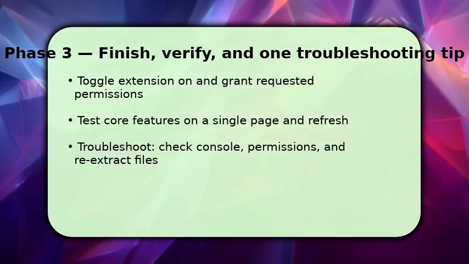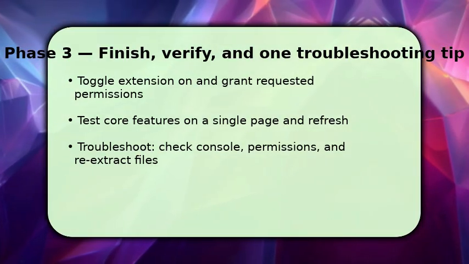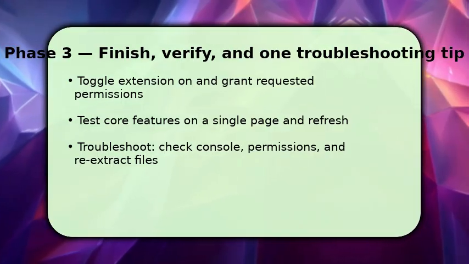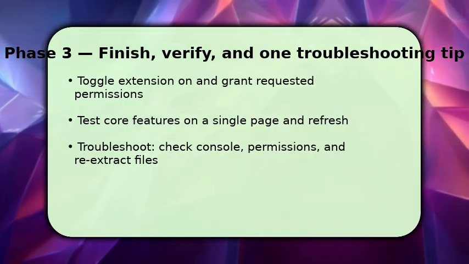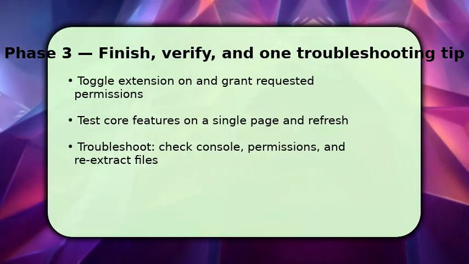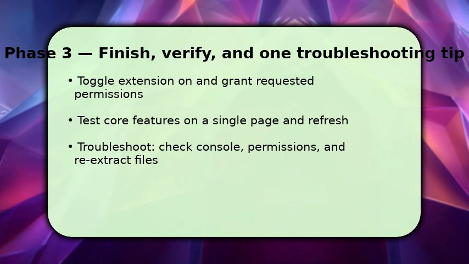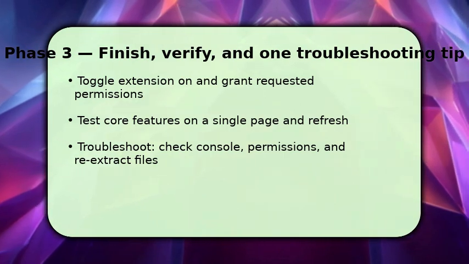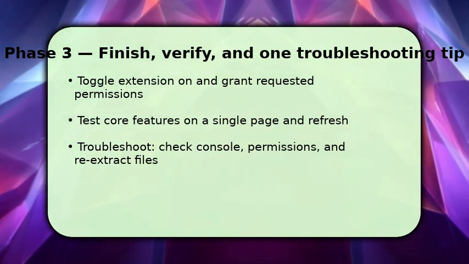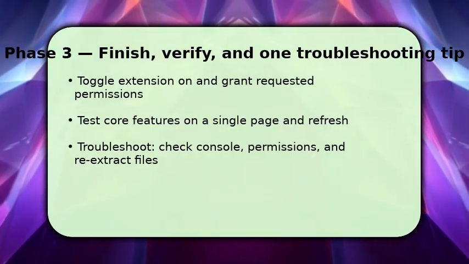If something fails, inspect the console for errors, confirm permissions were accepted, and re-extract or reinstall the folder if files seem corrupted. One troubleshooting tip: make sure manifest.json matches Chrome's expected version format. Mismatches commonly block loading.